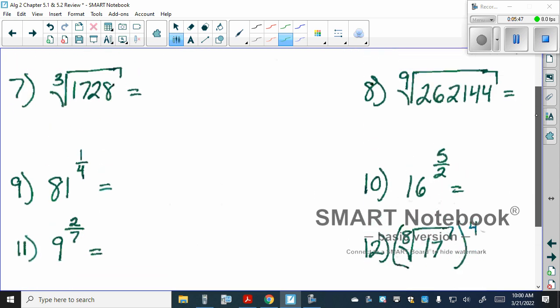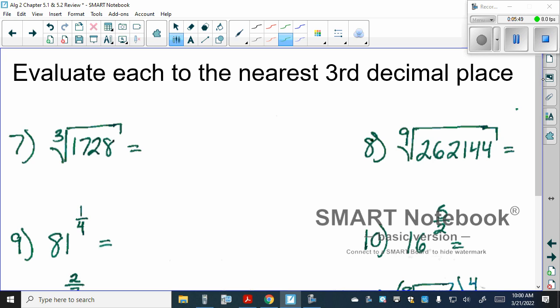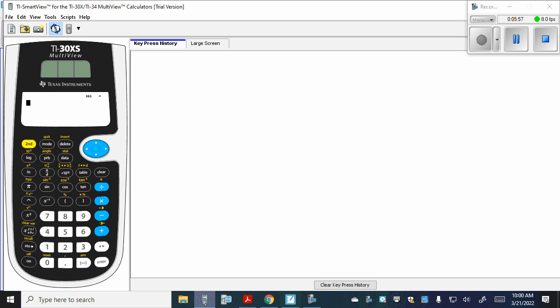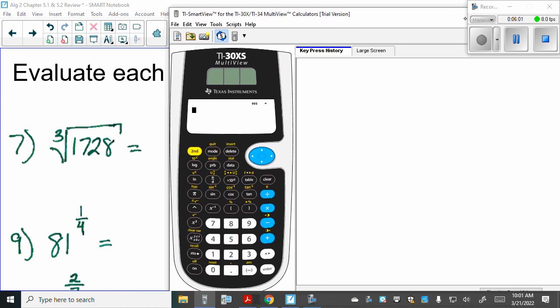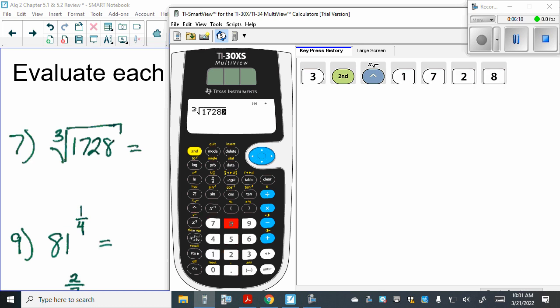Seven through 12, we're going to evaluate each of these to the nearest third decimal place if needed. We may not need to. Because number 7, the cubed root of 1728. So we could say 3 as our root, and 1728, and we get 12. So we don't even have to round.